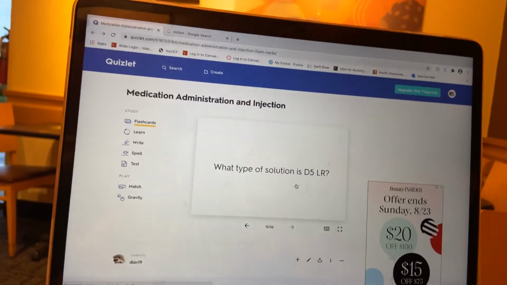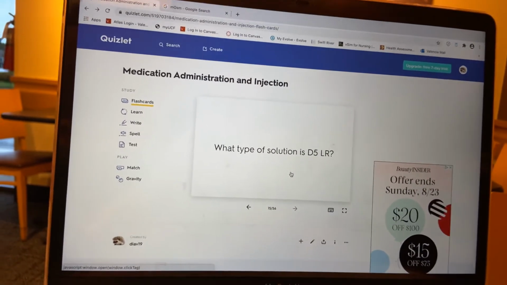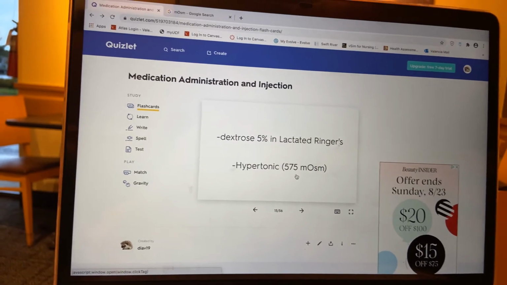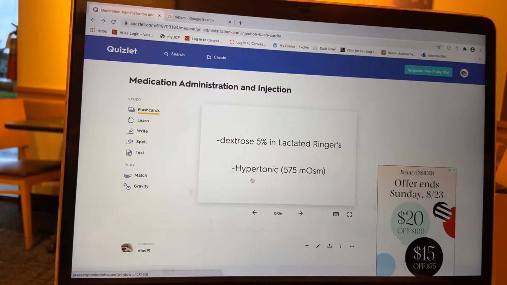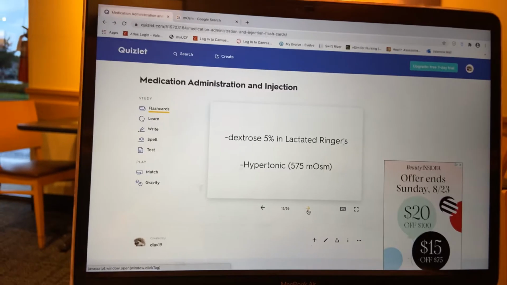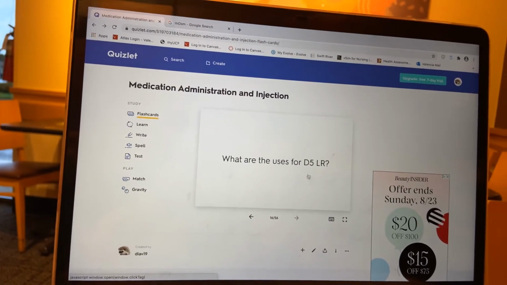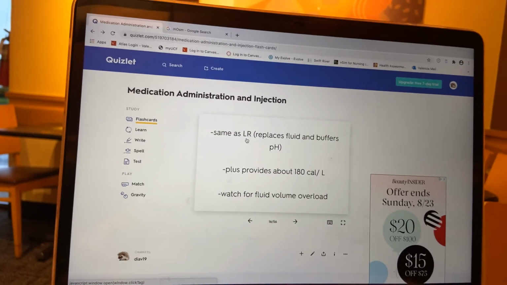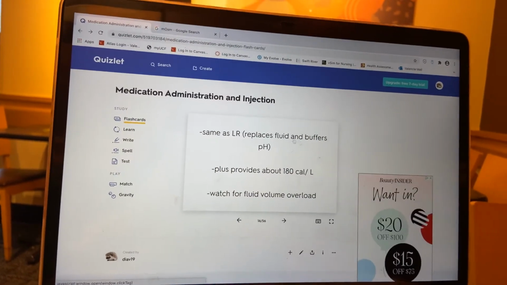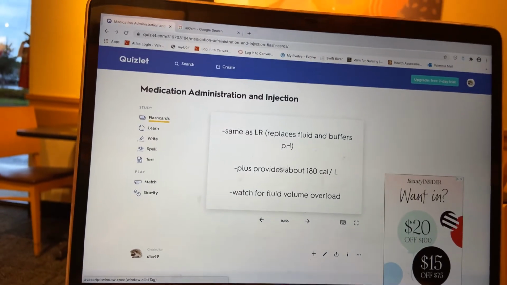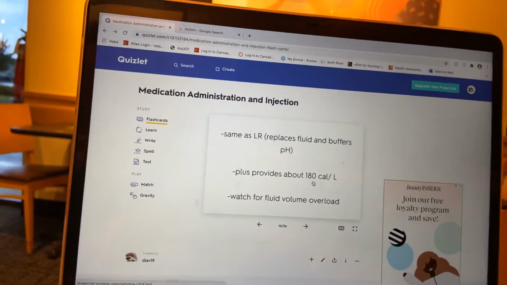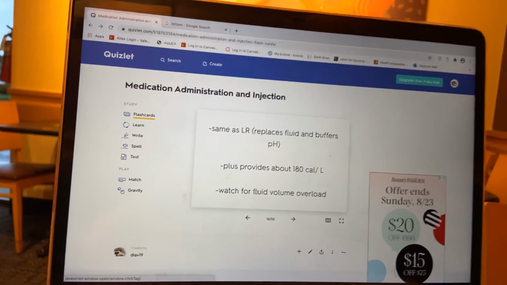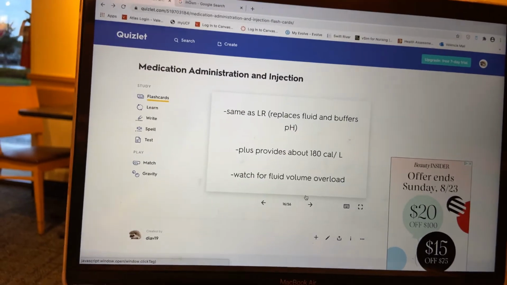What type of solution is D5LR? It is dextrose 5% in lactated Ringer's, and it is hypertonic. What are the uses for D5LR? They're the same as the lactated Ringer's, so they replace fluid and buffer the pH. It also provides about 180 calories per liter, and you need to also watch for fluid volume overload.